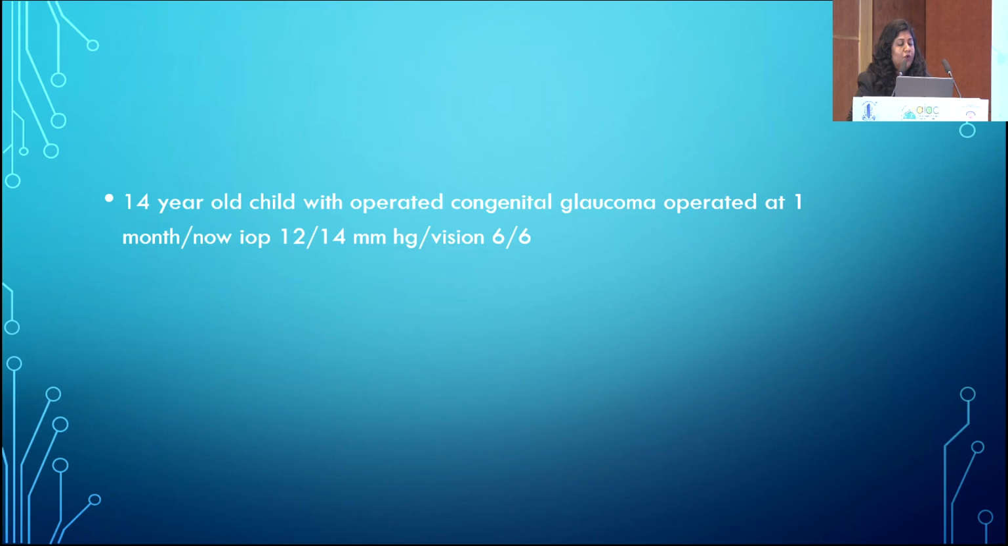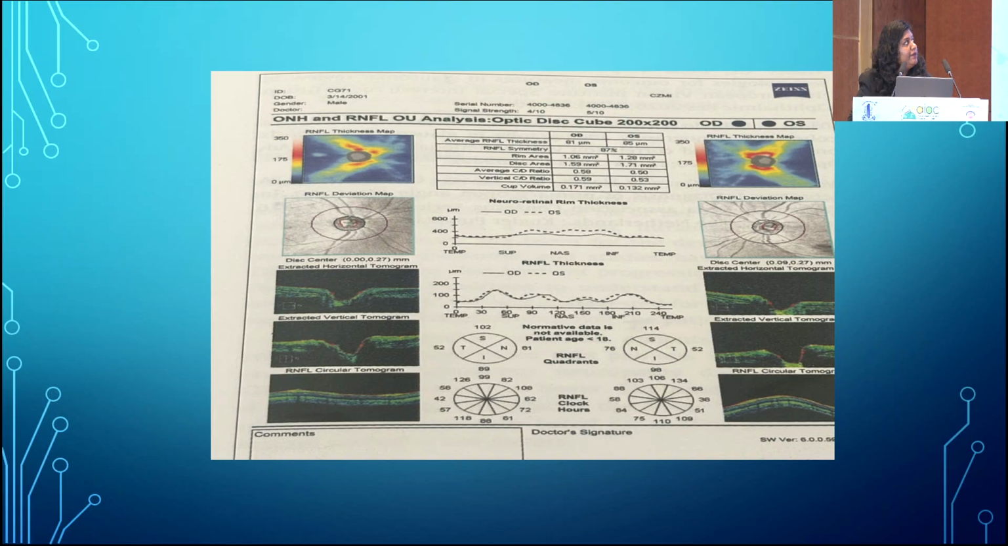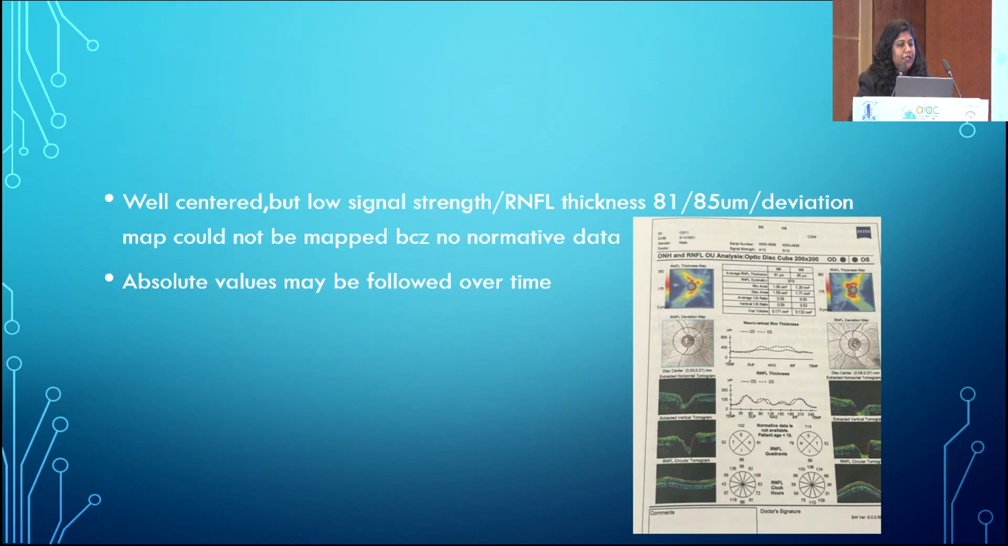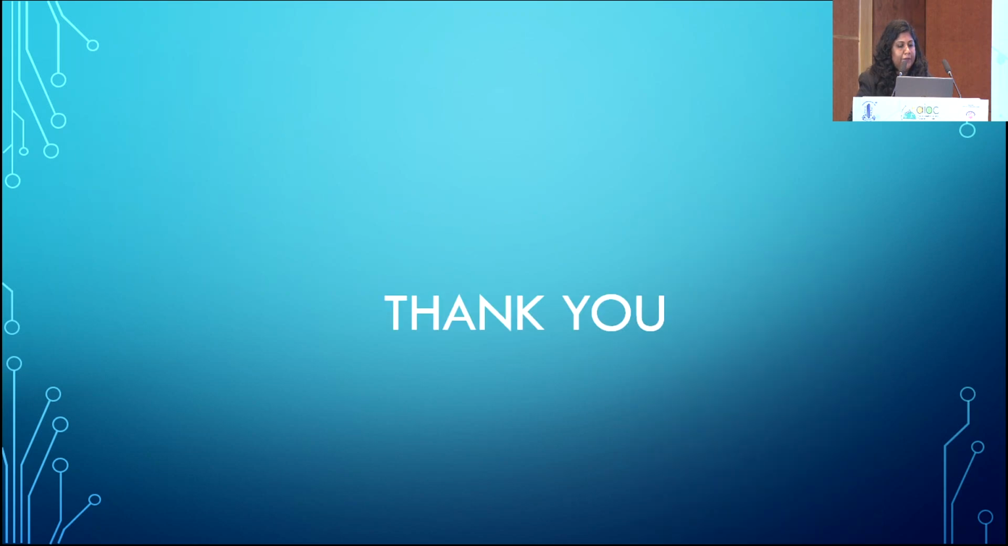Okay? Now comes a 14-year-old child with operated congenital glaucoma at 1 month. Now IOP is 12 and 14 and vision is 6/60. What should we do? The OCT report comes like this. Absolute map values for the normal data are not available. So we have to follow the absolute values over time. Thank you.